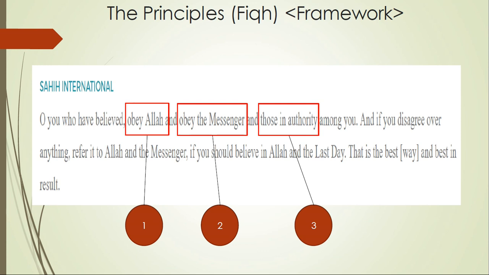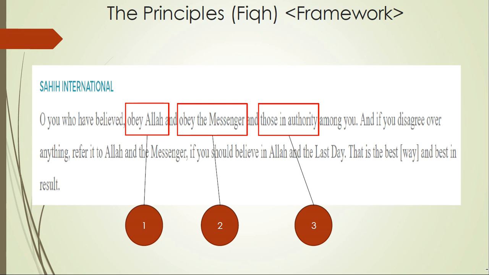So if we look at the principle, Sahih International, this is the main verse that is being used in order to interpret the Quran. One, we have the Sahih International that stated, "O you who believe, obey Allah and obey the Messenger, and those in authority amongst you."